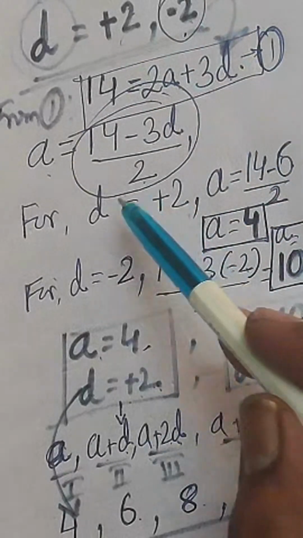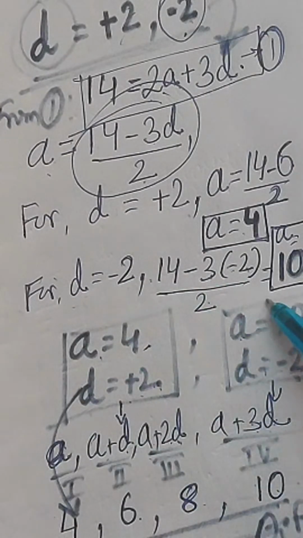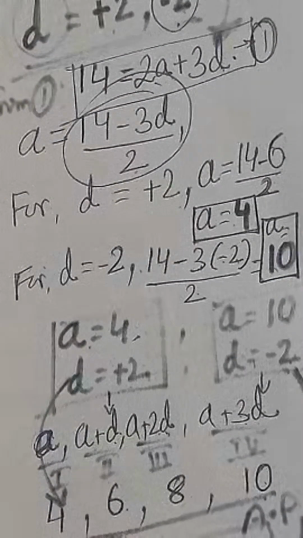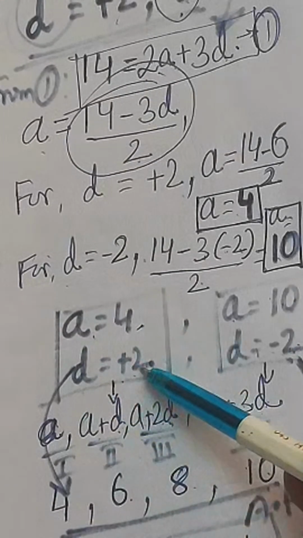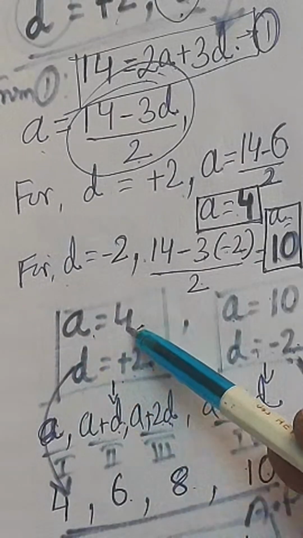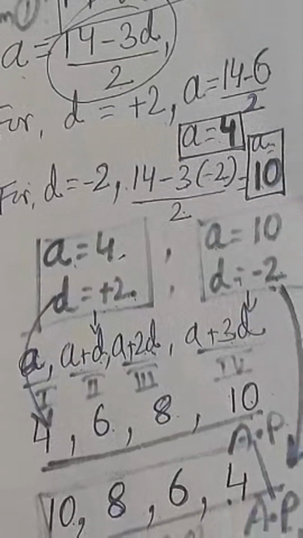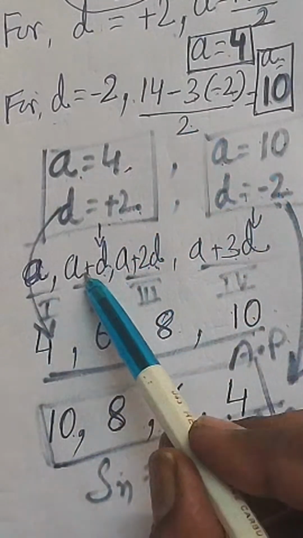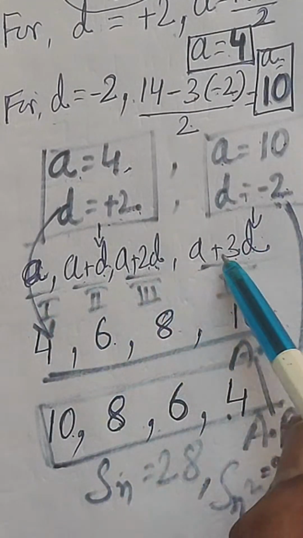So for d equal to plus 2, a is coming as 4. For d equal to minus 2, a is coming as 10. So we have two sets of values: for d equal to 2, a equal to 4, and for d equal to minus 2, a equal to 10. For these two sets of values, we have calculated and found the four terms of the arithmetic progression, that is a, a plus d, a plus 2d, and a plus 3d.